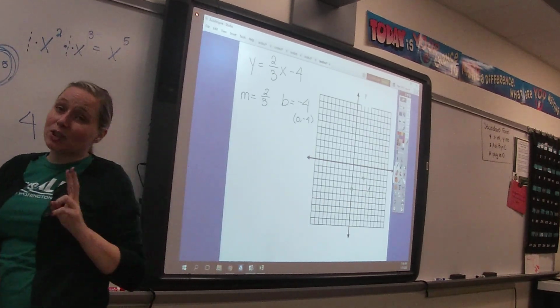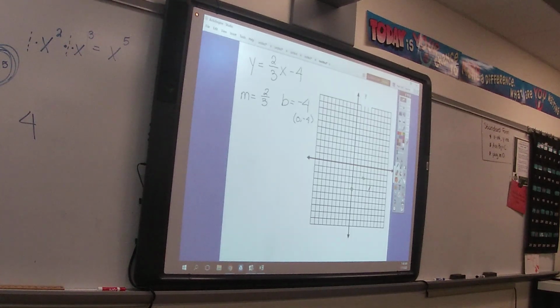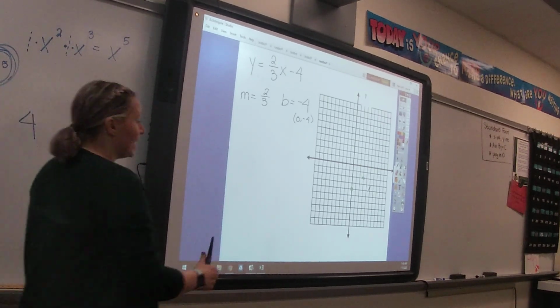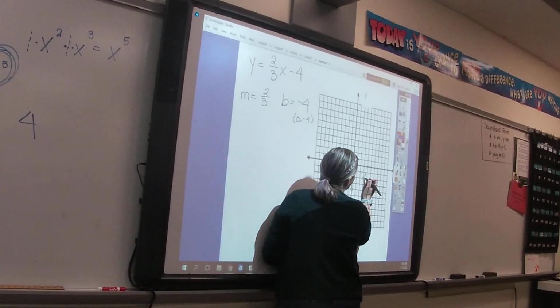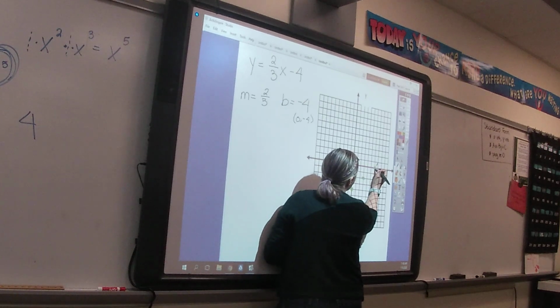Guys, it only takes 2 points to make a line. But it also only takes 2 points to make a mistake and to not catch it. So I want you to count this out at least twice to make sure that you didn't miscount. And it's going to be important later anyway. So go up 2 over 3 and then do up 2 over 3 again.